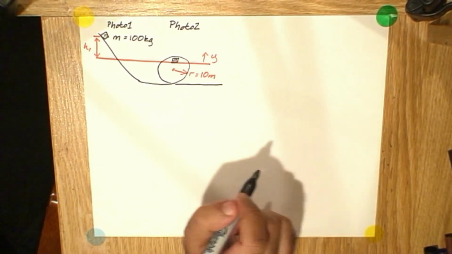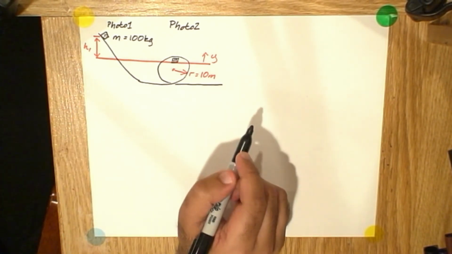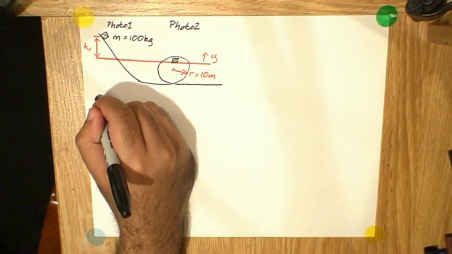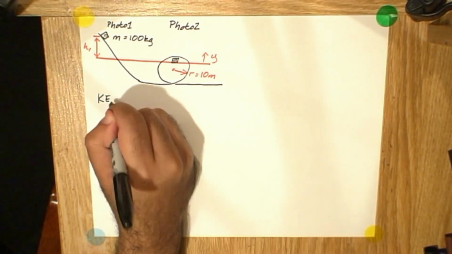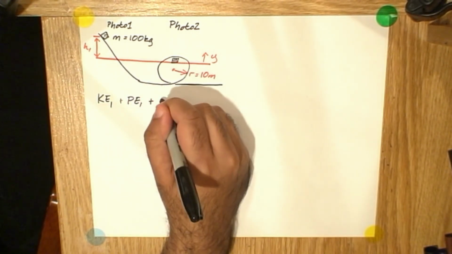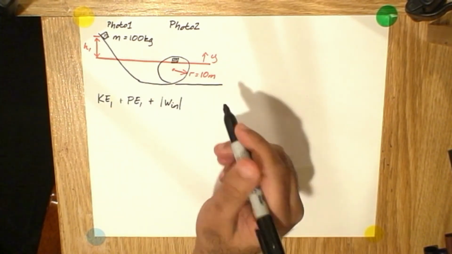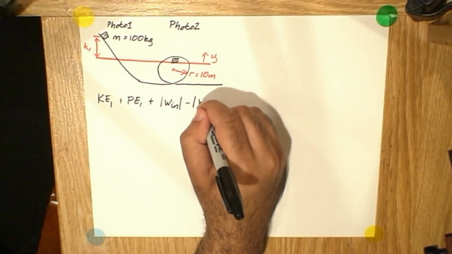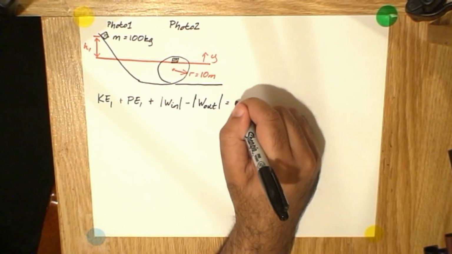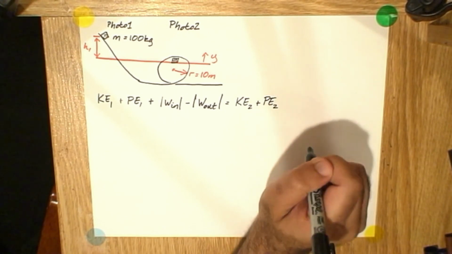So first, let us try writing out what conservation of energy would look like, so we know what we're looking for. Conservation of energy tells us that the kinetic energy in photo 1, plus the potential energy in photo 1, plus any energy that is added to the carriage through work, minus any energy which is lost from the carriage through work, is equal to the kinetic energy at photo 2 plus the potential energy at photo 2.